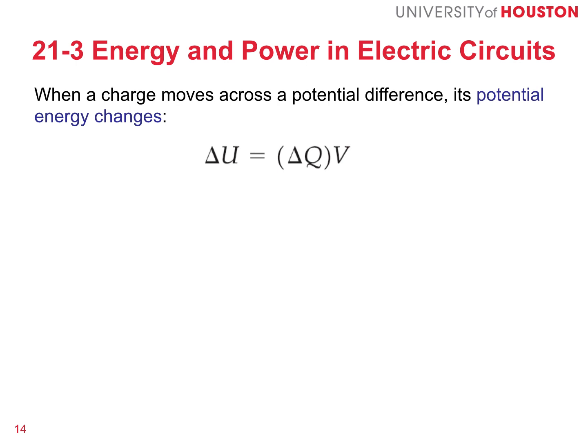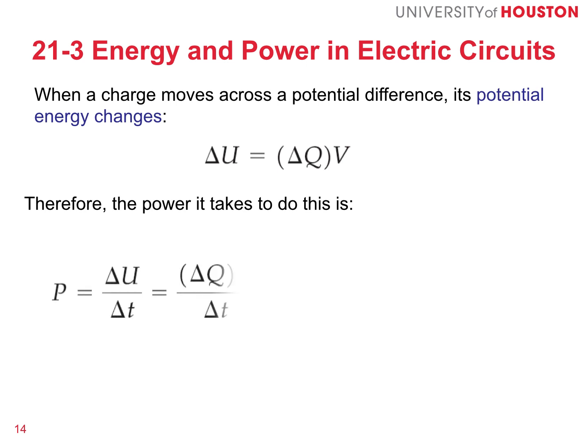When a charge moves across a potential difference, its potential energy changes. In order to change potential energy, you need to supply a power. That power is equal to delta U divided by delta T, which from the above equation we can see is equal to delta Q times V divided by delta T. Since current is delta Q over delta T, we can then show that the electrical power is equal to the current I times V, which is the voltage.